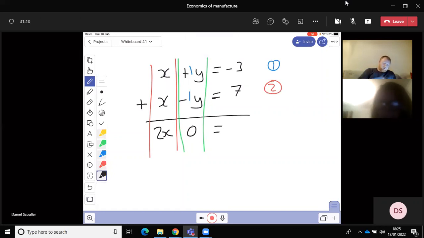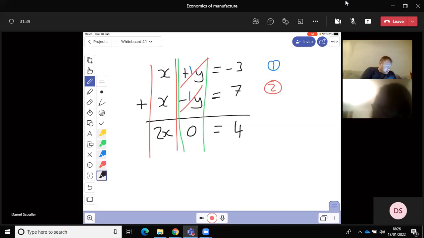And underneath that, okay, we're going to have negative 3 plus 7. That's going to give us 4. So what we've done there is we've eliminated that letter y. We've added the first equation with the second equation, so we've added the x's together, the y's together, and the whole numbers together.